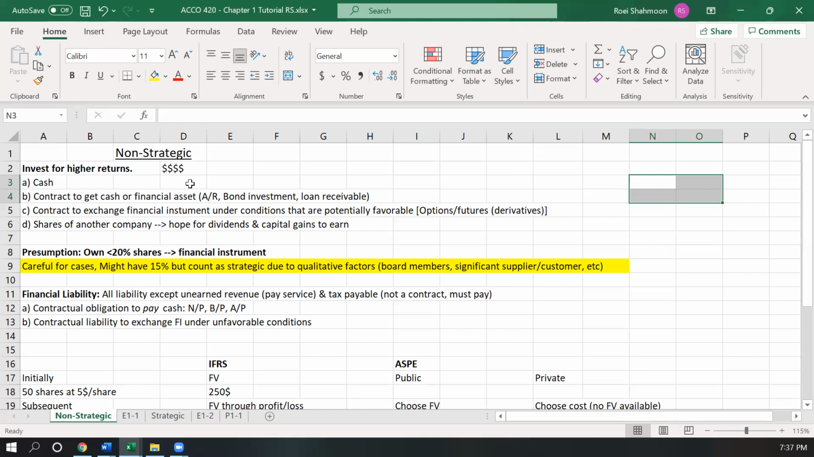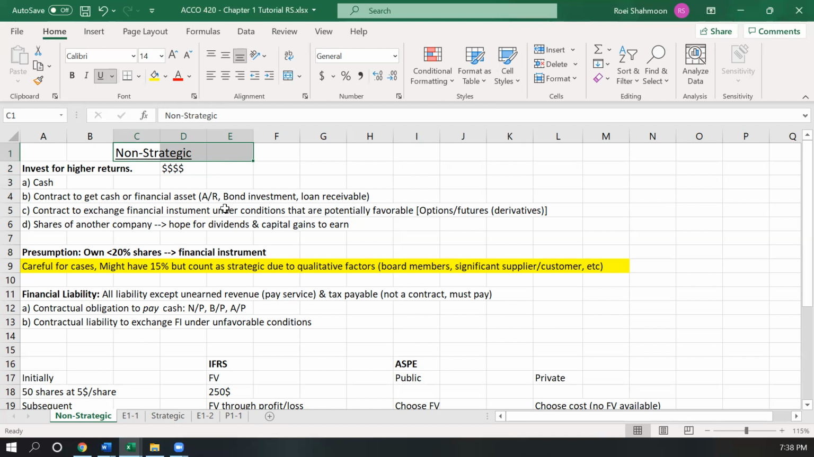Now, you know that most companies, they have some random investments that they have on the side, and it's really just there to make money, right? Just there to make some higher returns. I have excess cash on hand, and let me invest it to make more money, right? So these type of investments, we're going to call them non-strategic, meaning we're not acquiring these companies in order to further our goal for the business.